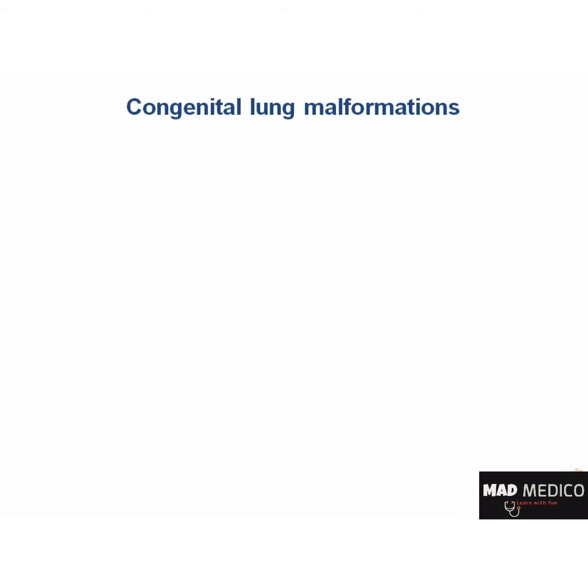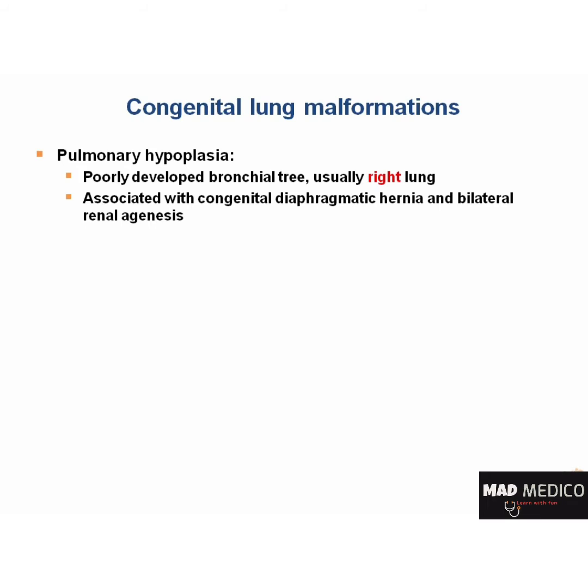Let's talk about some congenital abnormalities that might occur during lung development. First, we have pulmonary hypoplasia. This is an abnormality that is characterized by a poorly developed bronchial tree, usually occurring in the right lung. This condition is associated with congenital diaphragmatic hernia and bilateral renal agenesis. Now quickly, what pathologic sequence can you think of that might result from bilateral renal agenesis?